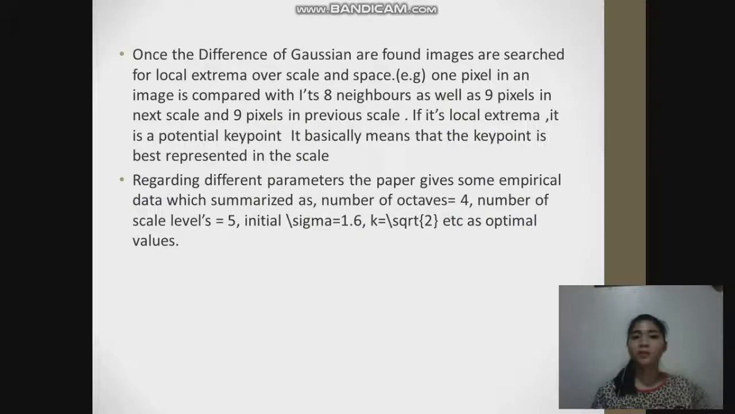Once the difference of Gaussian are found, images are searched for local extrema over scale and space. One pixel in an image is compared with its 8 neighbors as well as 9 pixels in the next scale and 9 pixels in the previous scale. If the local extrema is a potential key point, it basically means that the key point is best represented in that scale. Regarding the different parameters, the paper gives some empirical data which summarizes the number of octaves, number of scales, initial sigma, etc. as optimal values.